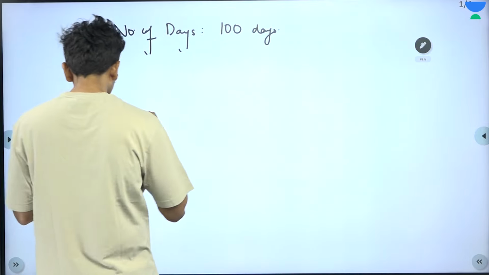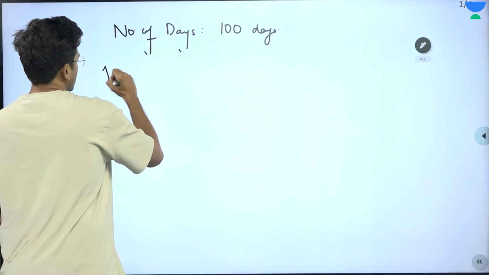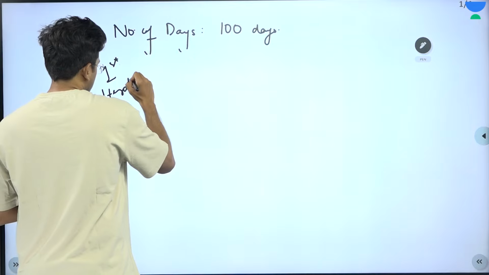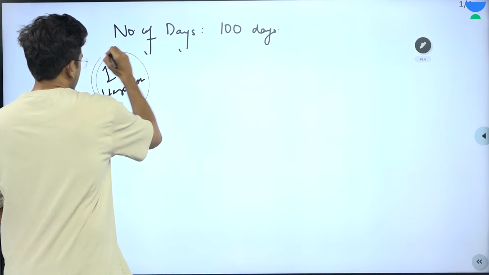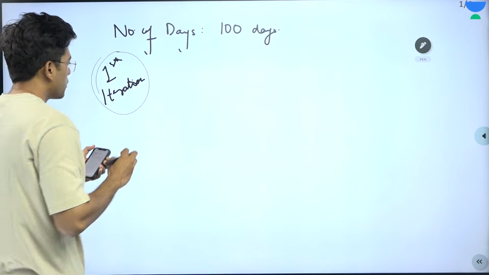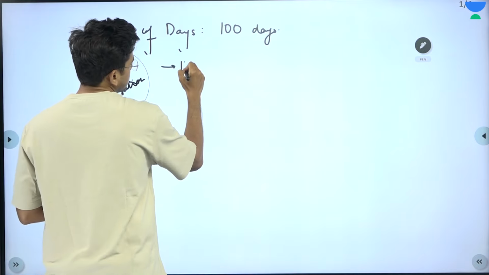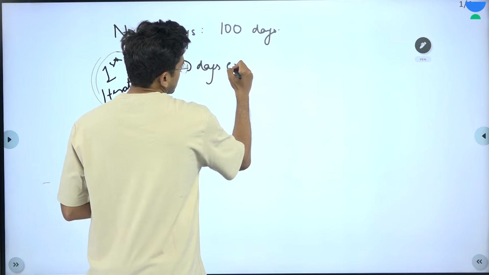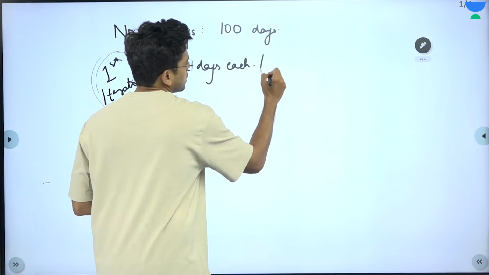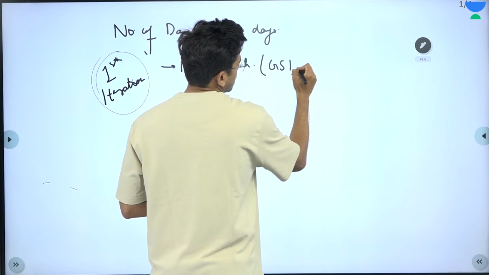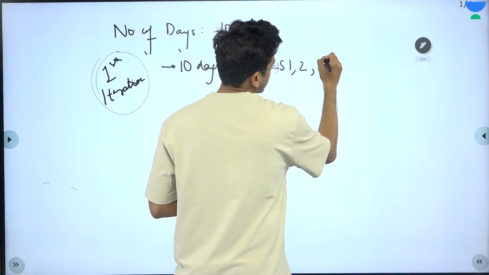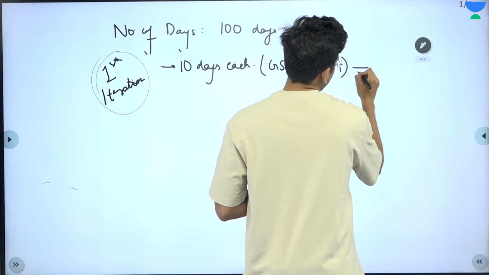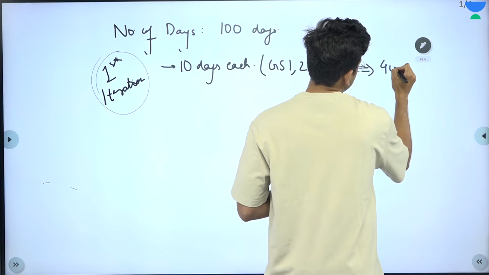The very first iteration of your syllabus. In this very first iteration, I would say you give 10 days each to each GS paper: 10 days each to GS 1, 2, 3 and 4. So they amount to approximately 40 days.